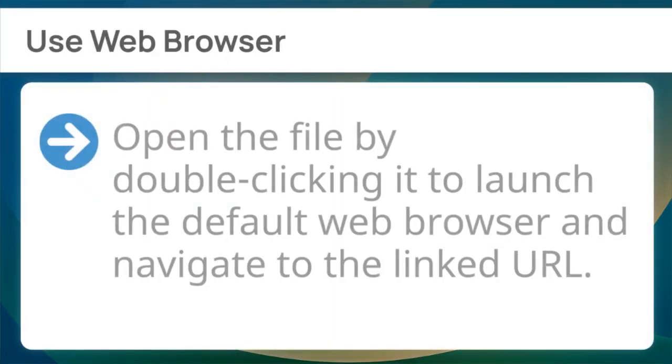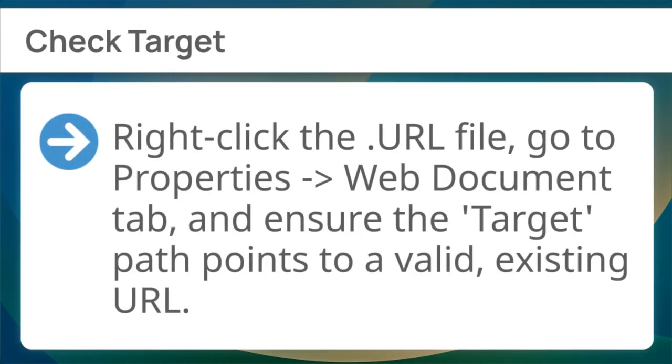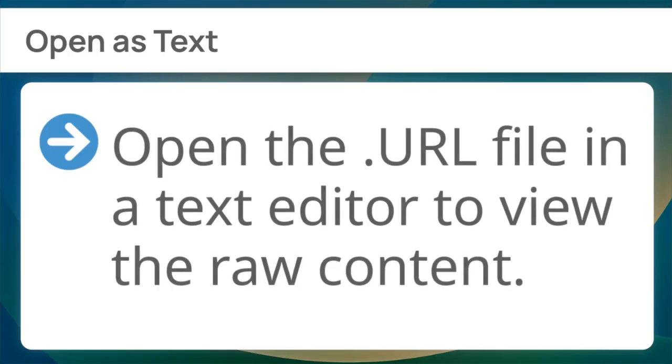First, use web browser. Open the file by double-clicking it to launch the default web browser and navigate to the linked URL. Next, check Target. Right-click the .url file, go to Properties, Web Document tab, and ensure the target path points to a valid existing URL. Finally, open as text. Open the URL file in a text editor to view the raw content.